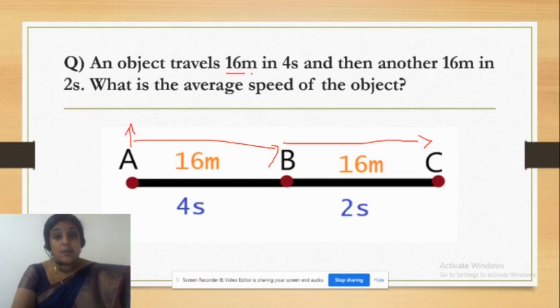The data is given in the question. See, an object travels 16 meters in 4 seconds and then another 16 meters in 2 seconds.